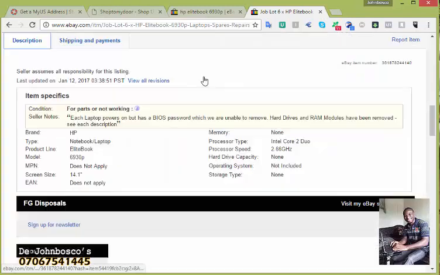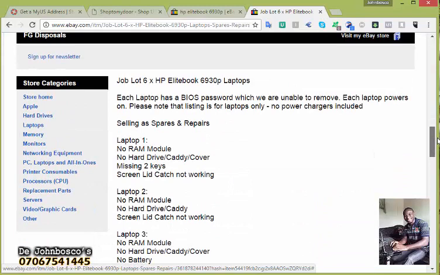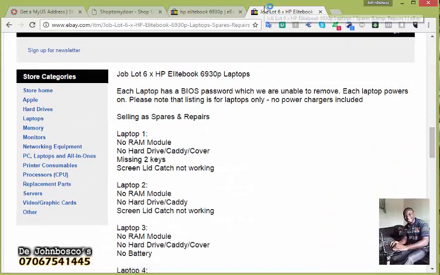So, if you are comfortable buying it like that, you are going to spend 36,000 to get 6 pieces of laptops. Isn't that beautiful? But now let's see. The laptop one has no RAM, no hard drive, and not even the cover of the hard drive. 2 keys are missing. The screen lid catch not working. You know what we mean by screen lid catch? When you close your laptop, the hook.